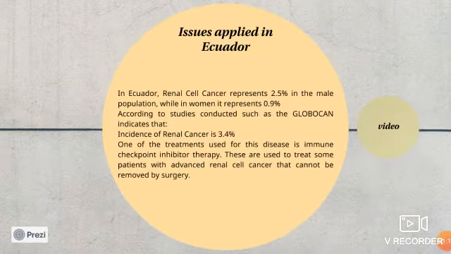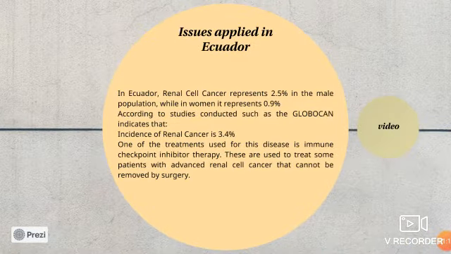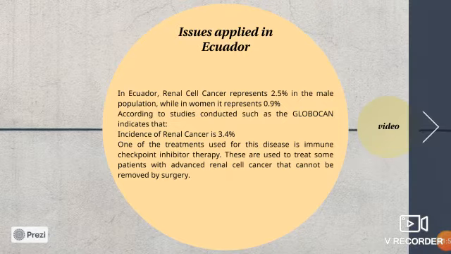Issues applied in Ecuador. In Ecuador, renal cell cancer represents 2.5% in the male population, while in women it represents 0.9%. According to studies conducted such as the Global Can, indicates that incidence of renal cancer is 3.4%. One of the treatments used for this disease, immune checkpoint inhibitor therapy. These are used to treat some patients with advanced renal cell cancer that cannot be removed by surgery.